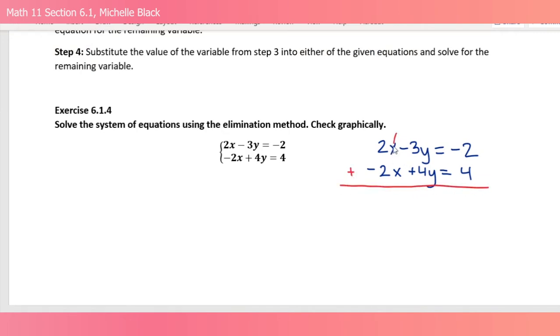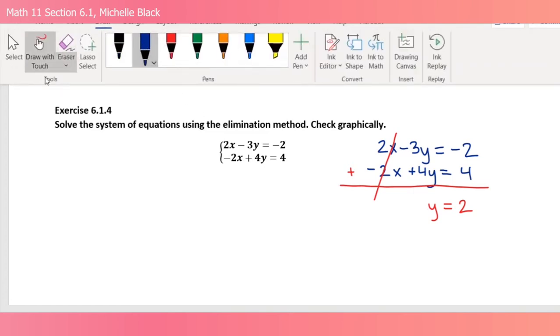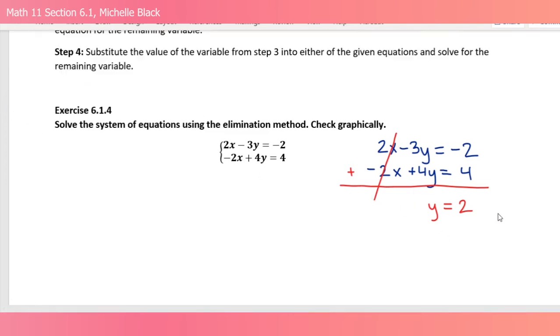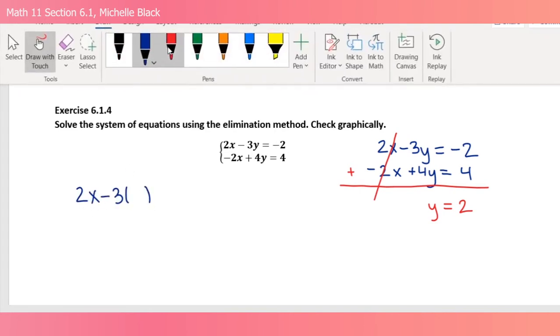So if I just add these two equations together the way they're written right now, my x's will add to 0, my y's add to 1y, and negative 2 plus 4 gives me 2. And I do not need to have that coefficient of 1, so I've literally already solved for y. Y equals 2. Now what we can do is substitute this value for y back into one of the original equations. Let's say we take the top equation, and our new y value is 2.